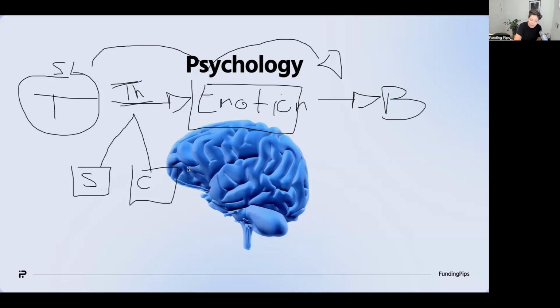So, this is exactly what is happening here. And interestingly, 90% of the decisions that we make in a day are driven by your subconscious mind. 90%.